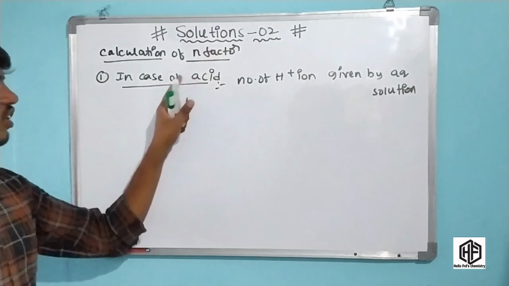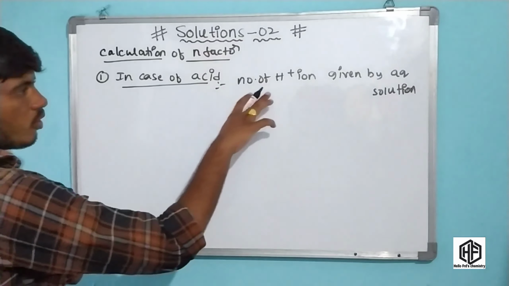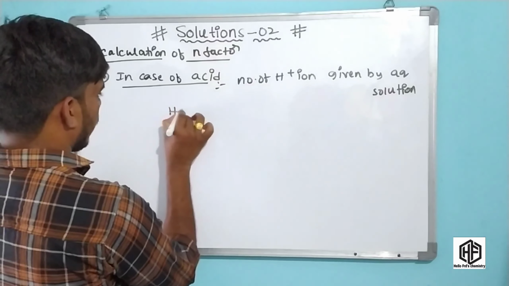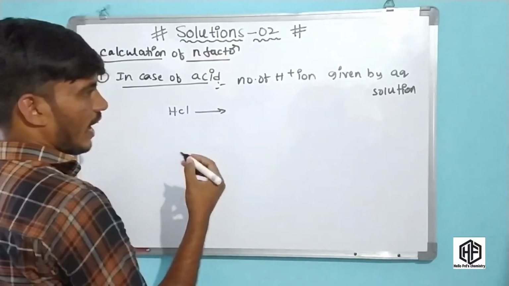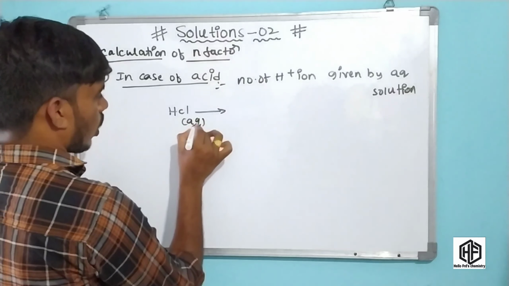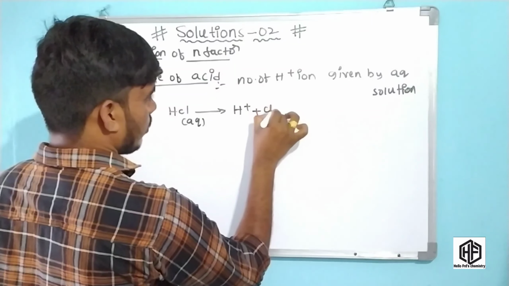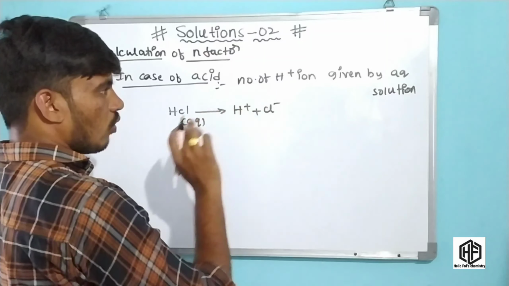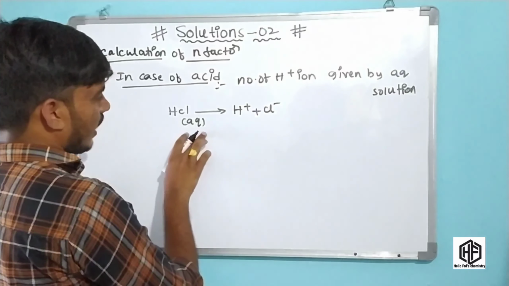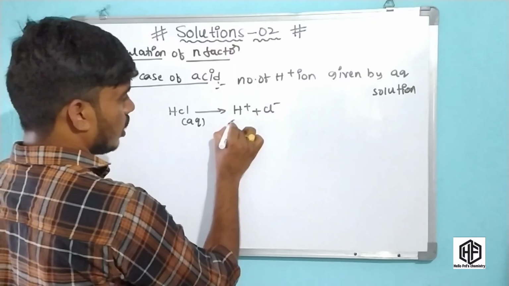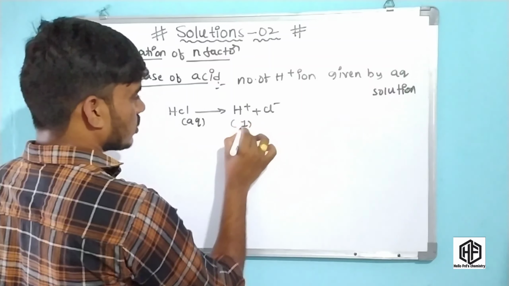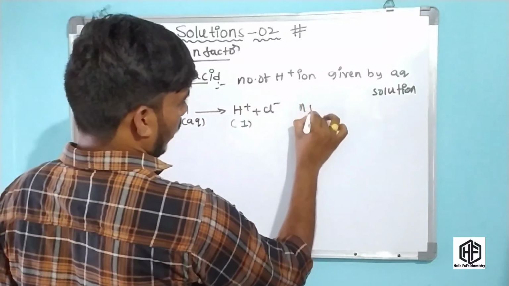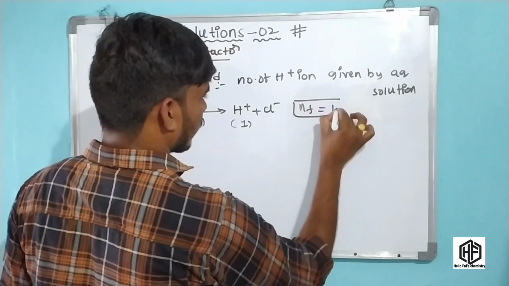Friends, you know that in case of acids, to calculate the N factor, the number of H plus ions given by aqueous solution is called N factor. For example, HCl. HCl is in aqueous solution, which means water solution. This is H plus and Cl minus. One H plus ion is present. Now the N factor value of HCl is 1.